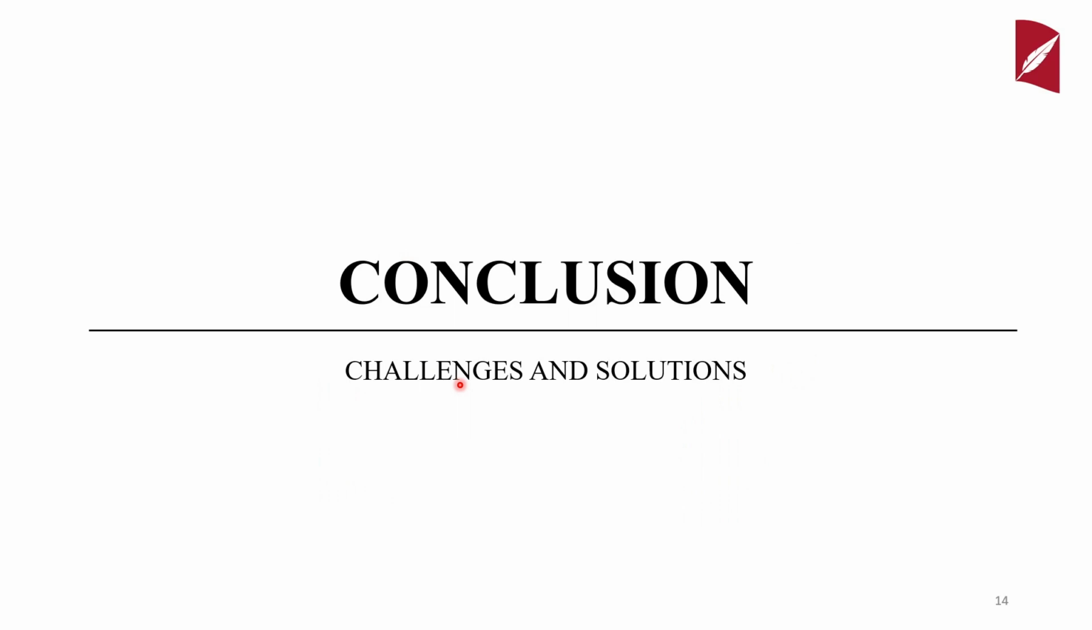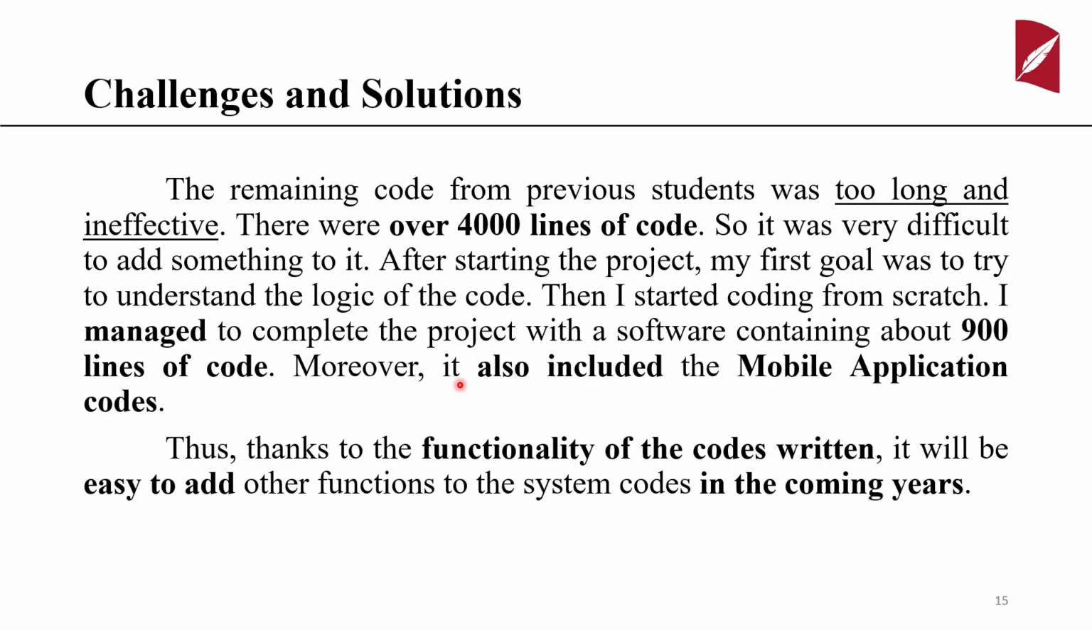Conclusion section. Challenges and solutions. What are the challenges and solutions? The remaining code from previous students was too long, and ineffective. There were over 4,000 lines of code, so it was very difficult to add something to it. After starting the project, my first goal was to try to understand the logic of the code. Then I started coding from scratch.